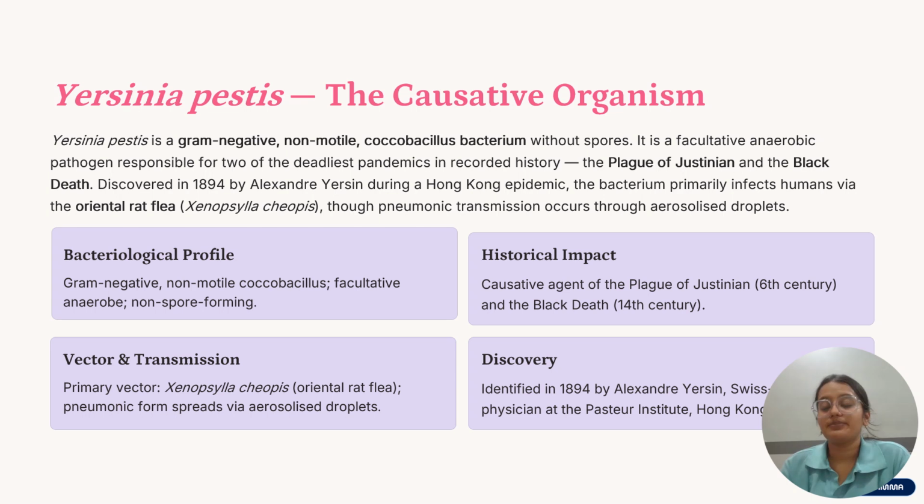Now, Yersinia pestis, the causative organism. It's a gram-negative coccobacillus, a facultative anaerobe, and a non-spore-forming bacterium. Historical impact: it was the causative agent of the plague of Justinian and the Black Death in the 6th and 14th centuries respectively. Vector and transmission: the primary vector is Xenopsylla cheopis, the oriental rat flea. The pneumonic form spreads via aerosol droplets. It was discovered by Alexandre Yersin, a Swiss-French physician at the Pasteur Institute in Hong Kong.